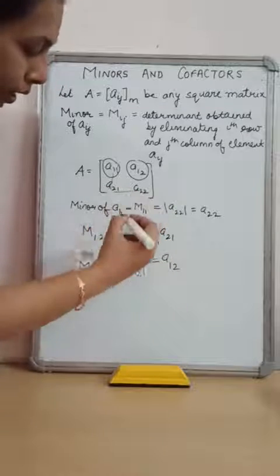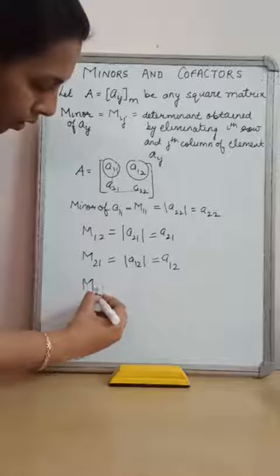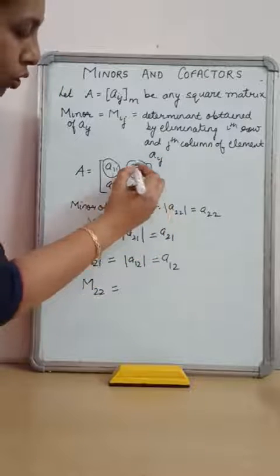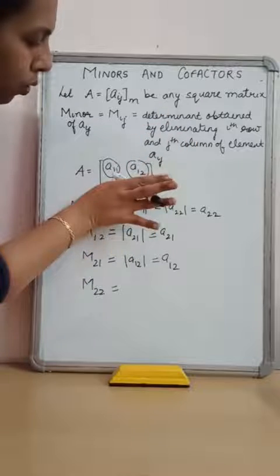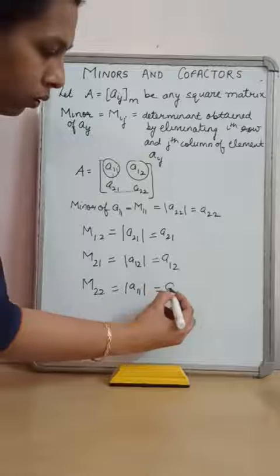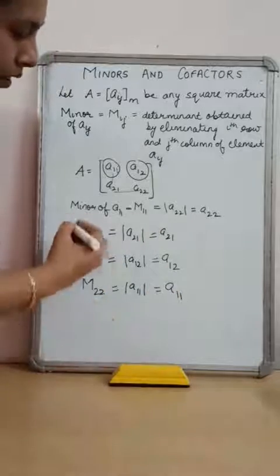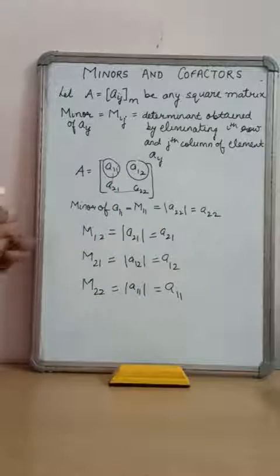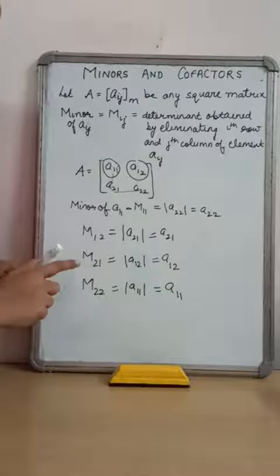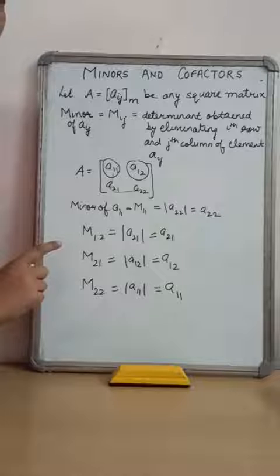And if you find the minor of M22, you will be eliminating the second row and second column. So if you eliminate these two, you are left with A11. So it is equal to A11. This is how we find minors in case of a 2 by 2 matrix. In the same manner, you can find minors for elements present in an order 3 matrix.